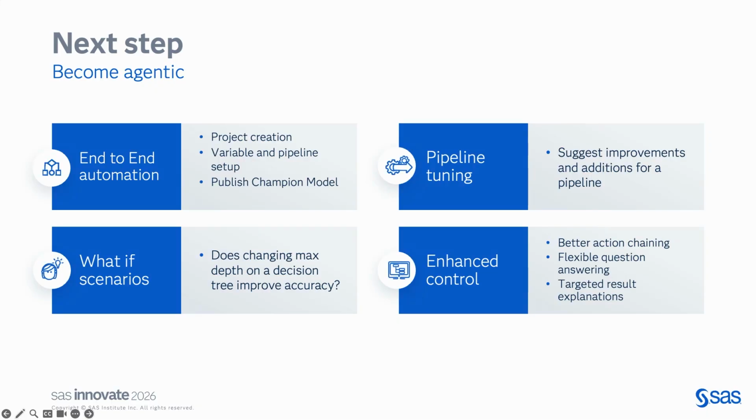So the next step in our progression within Viya Copilot in general is a move towards more agentic capabilities. It's a natural progression along the lines of AI technologies. And so I've outlined here four key areas that we're working on inside of Model Studio to become more agentic. The first one, up in the top left, is our end-to-end automation. Now this is the ability for us to actually go completely through the process of creating a project, creating the pipelines and models within that project, and actually publishing out a champion model. And we can do all of these steps inside of SAS Viya Copilot.